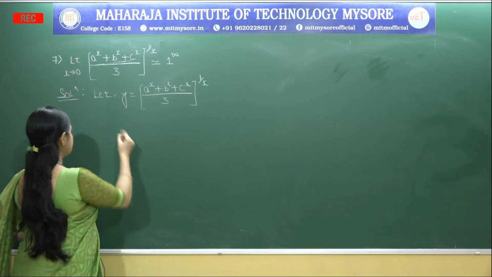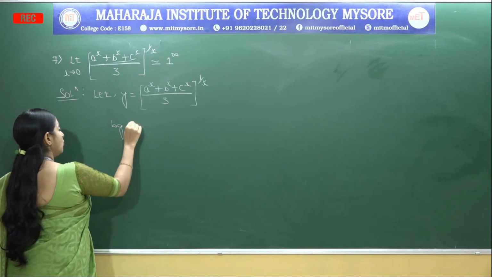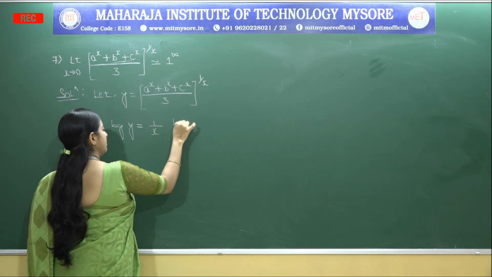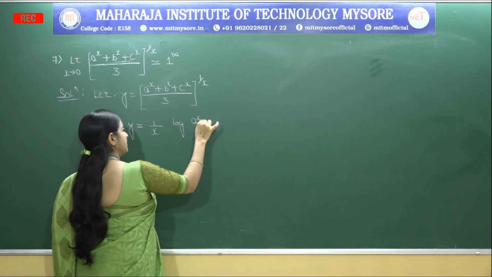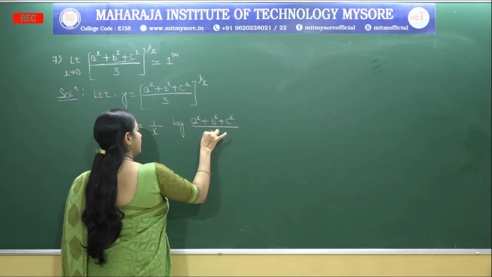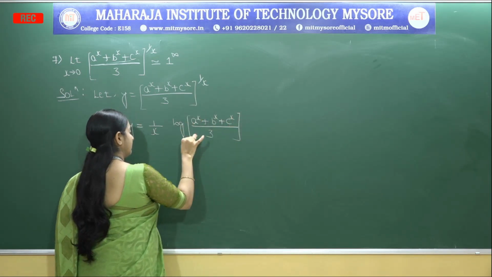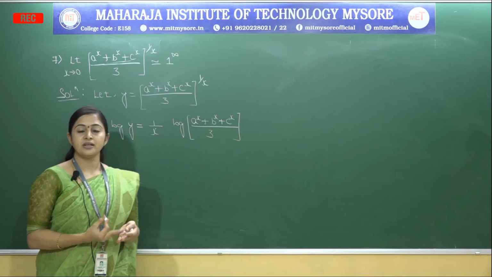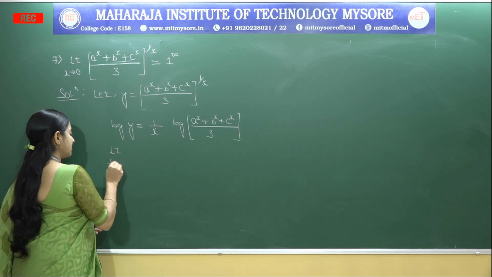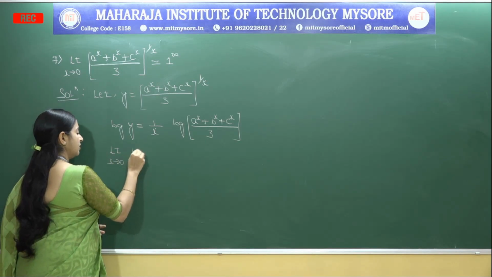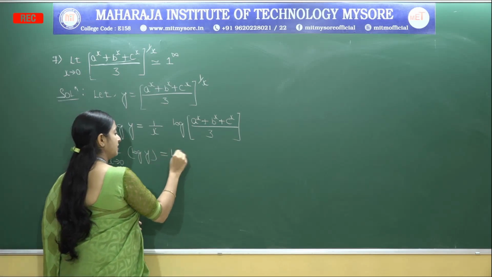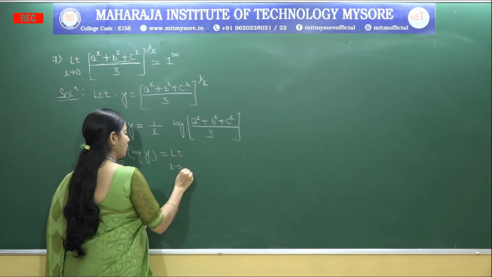Take the log on both sides. Log y equals 1 by x log of (a power x, b power x and c power x) divided by 3. Then apply the limit as x tends to 0 on both the sides. Limit as x tends to 0 of log y equals limit as x tends to 0.